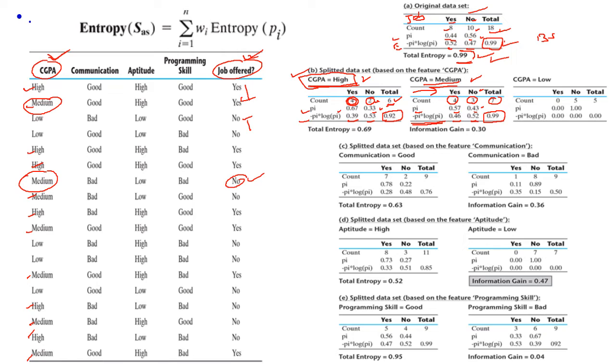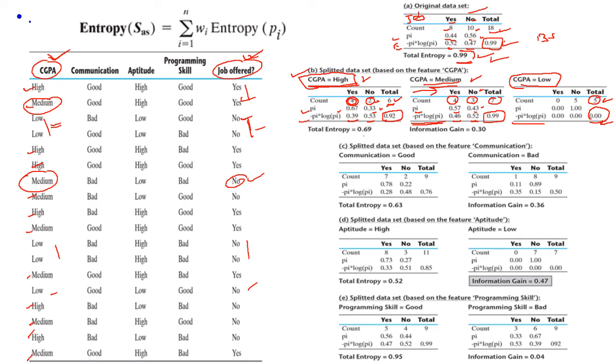And CGPA low. If CGPA is low, then no job will be offered. Whenever we have CGPA low, no job is offered. The total number of records is 5, and for all 5 the job offered is no. Hence the entropy, that is minus pi log pi, is equal to 0. Pi value is 0 here.